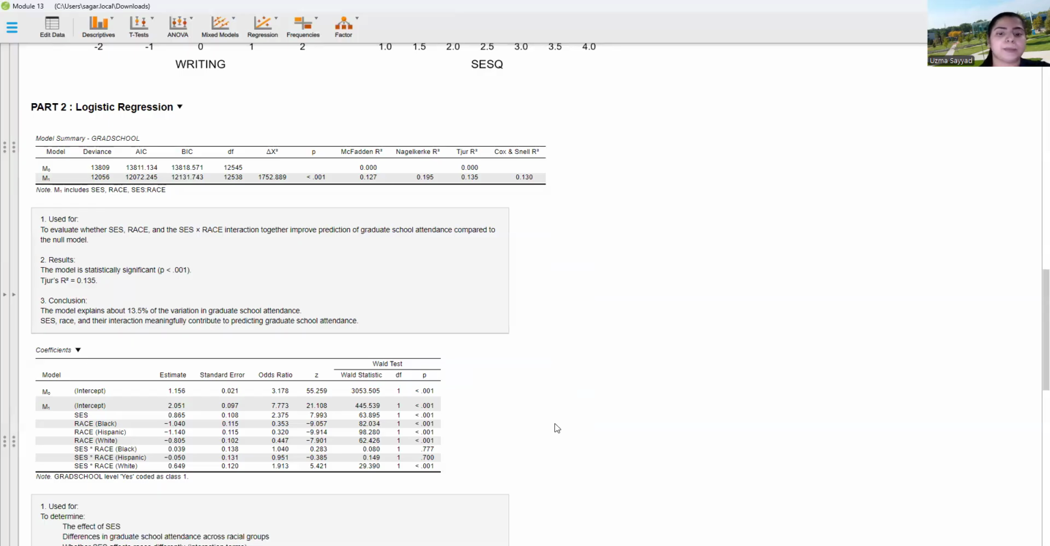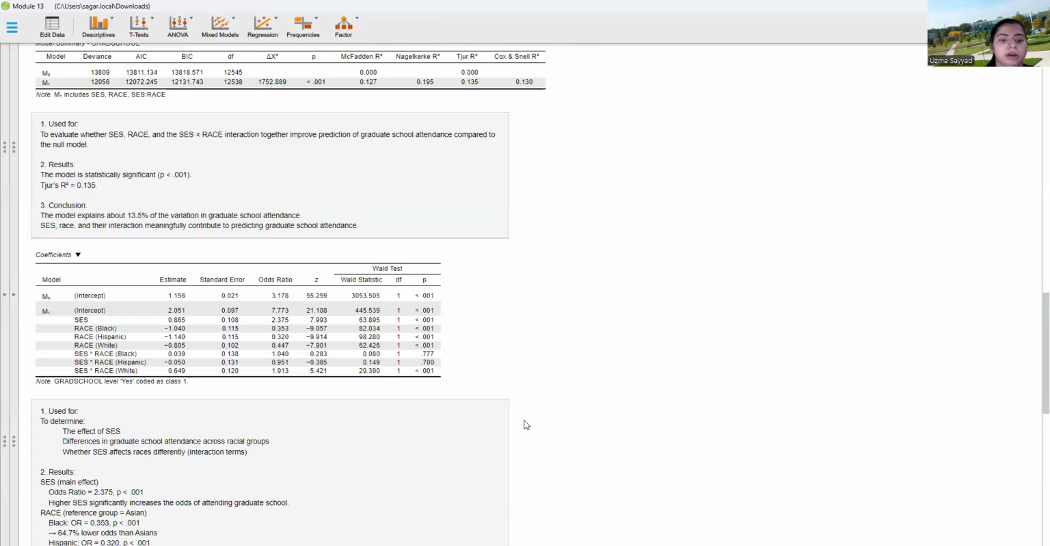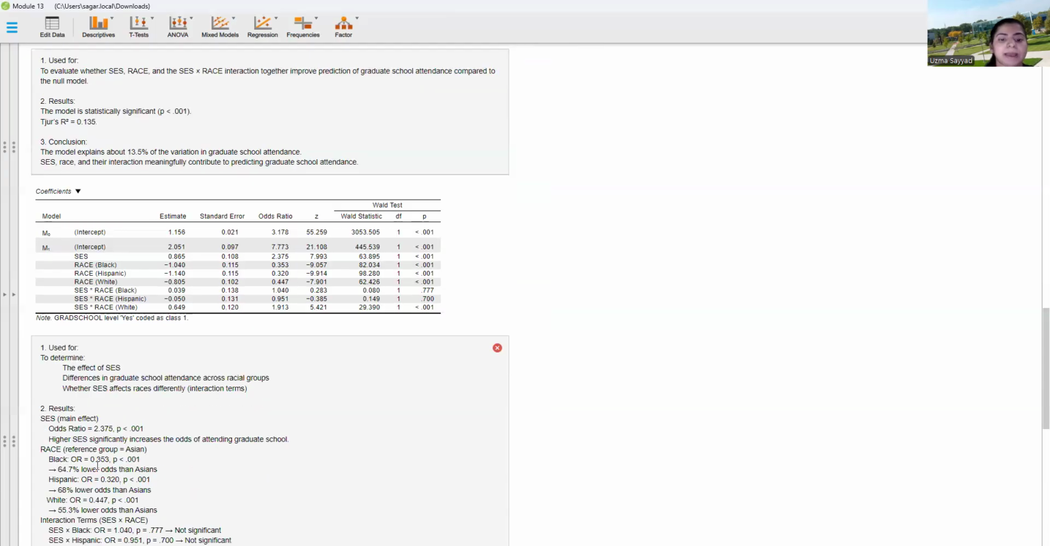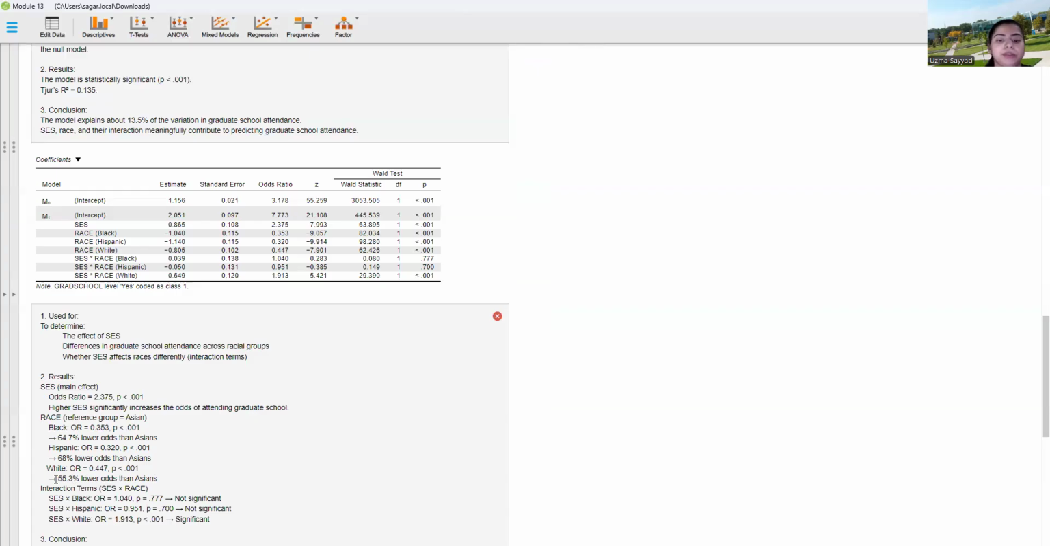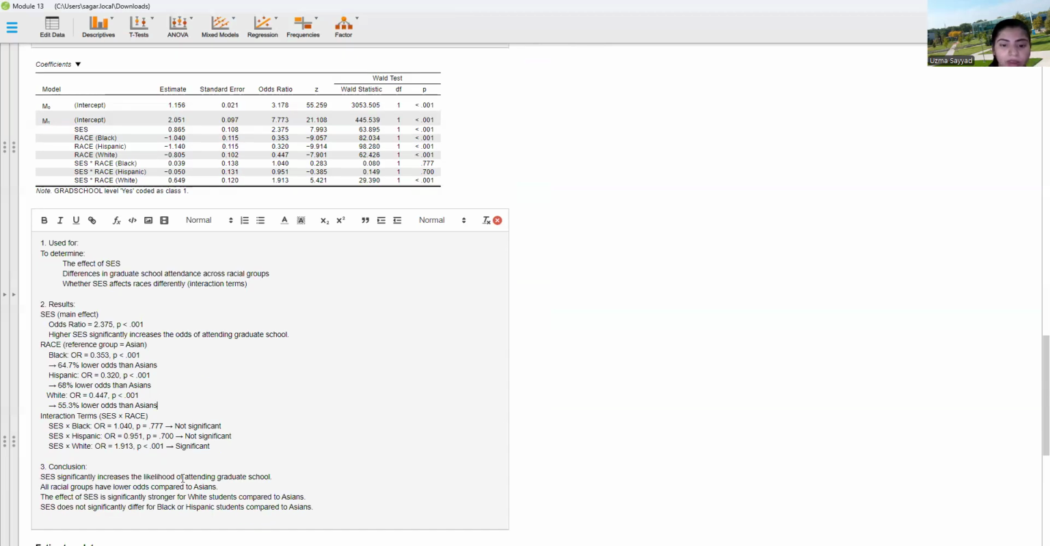Then, race is interpreted relative to the Asian reference group. Compared to Asian students, Black students have 64.7% lower odds of attending grad school. Hispanic students have 68% lower odds. White students have 55.3% lower odds. All of these differences are statistically significant. This indicates clear racial disparities in graduate school attendance even after controlling for SES.